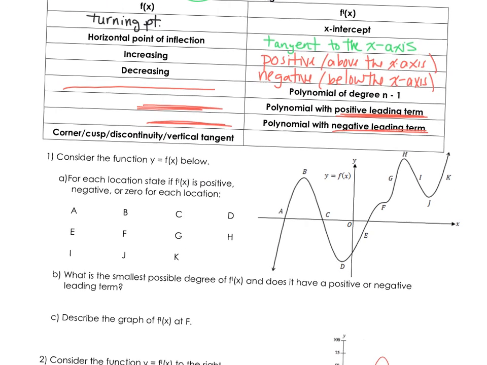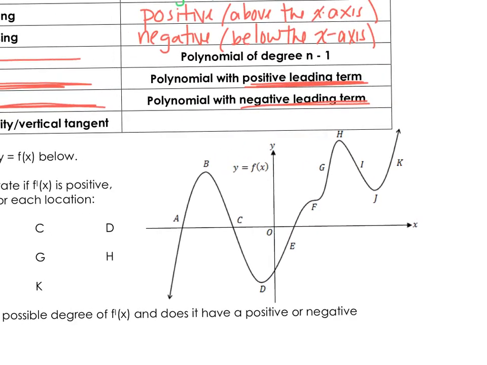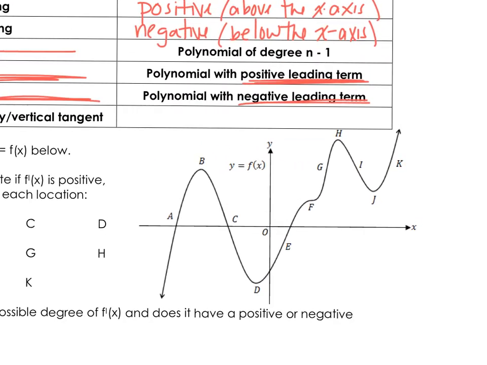Okay, last part of this. Corner, cusp, discontinuity, vertical tangent. These are the four places where the derivative does not exist. This will be a huge topic next year. I mean, we'll talk about it this year. All the graphs of derivatives and stuff are on the AP Calc exam. I'm going to put D and E.